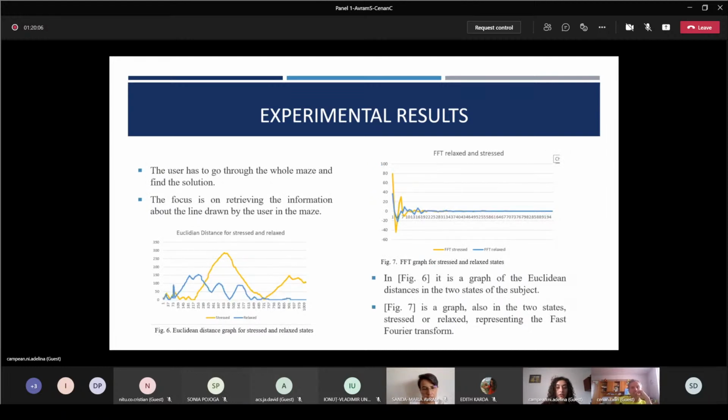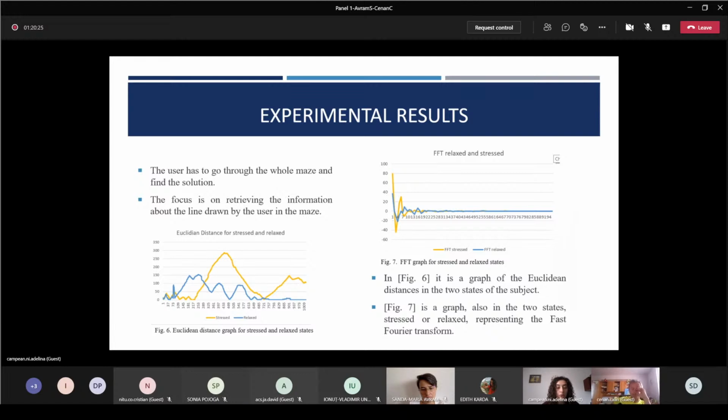These results are based on the scenario containing the maze. The focus is on retrieving the information about the line drawn by the user in the maze, on which the fast Fourier transform was applied. In figure 6 are shown the two graphs of the Euclidean distance representing the two user states.